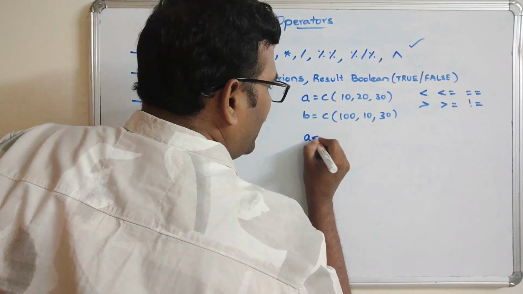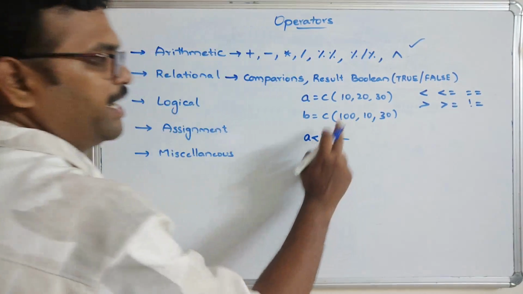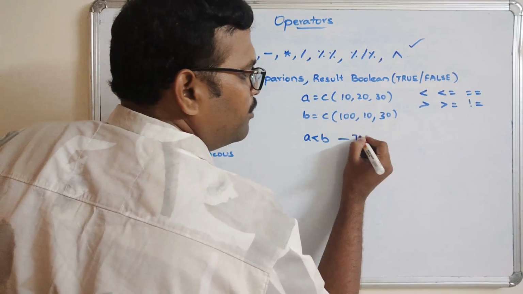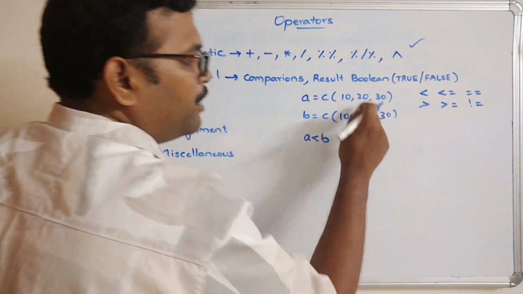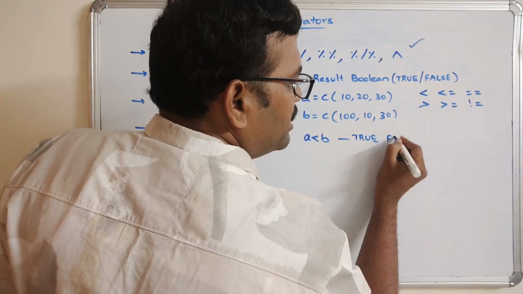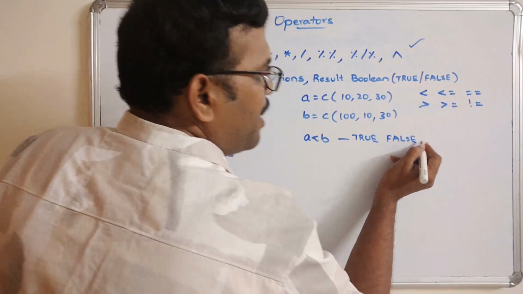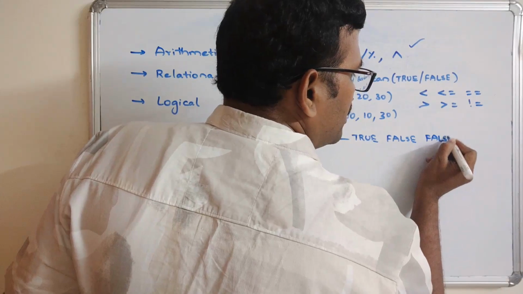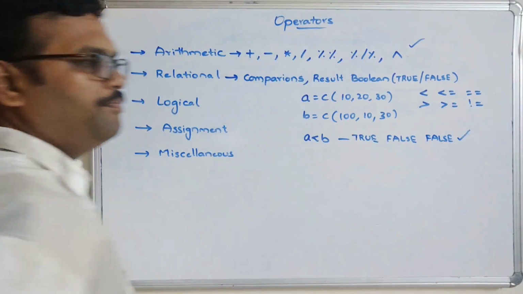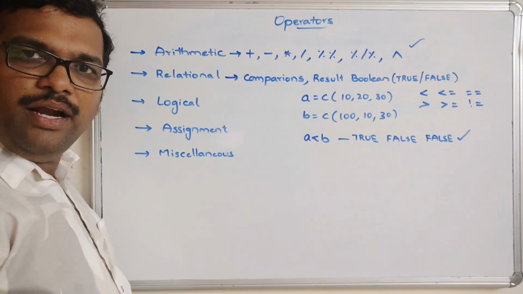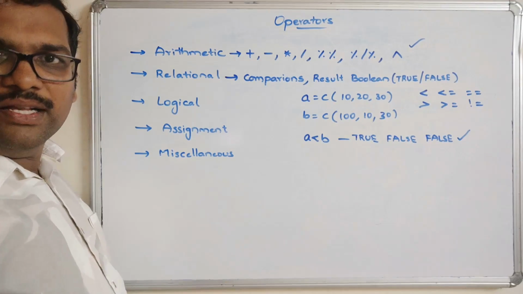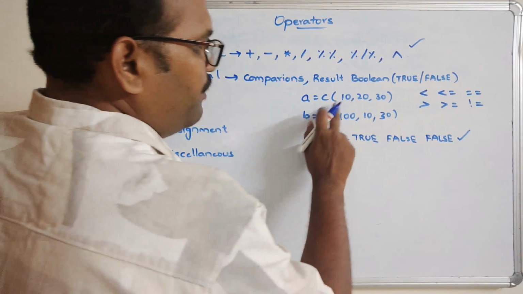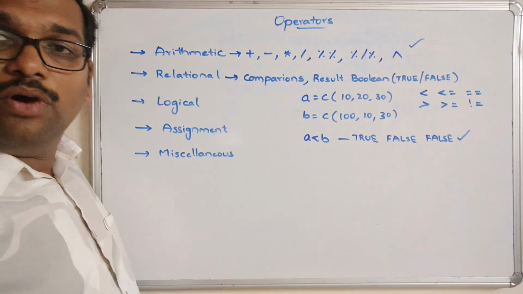If you go with a less than b, the result will be: 10 less than 100, so obviously it will return true. 20 less than 10 is false. And 30 less than 30, again it will be false. So the result will be in this way. It will return true or false, right? It will compare each and every element and return true or false.